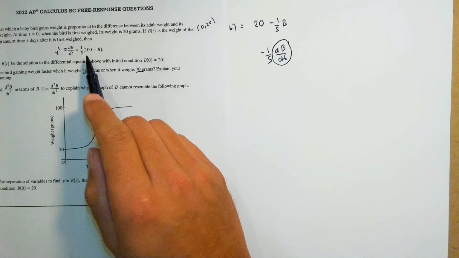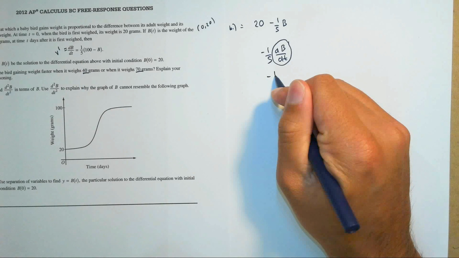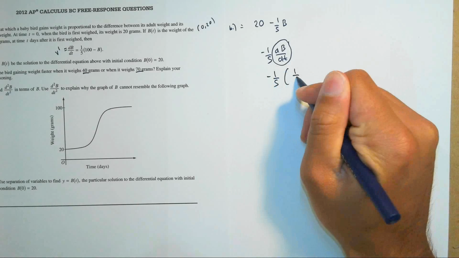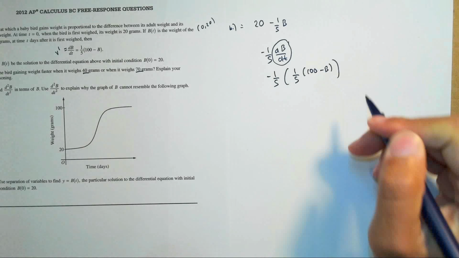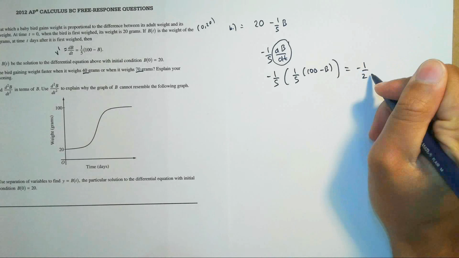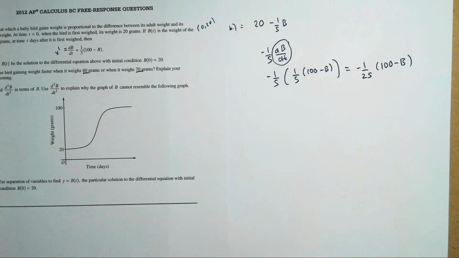So what you're going to do is plug that equation, dB over dt, back into this equation, which is negative 1/5 times 1/5 (100 minus b), and just distribute it out. So you get negative 1 over 25 times (100 minus b). And this is my second derivative. So if you're able to find that, that right there is going to give you 1 point.